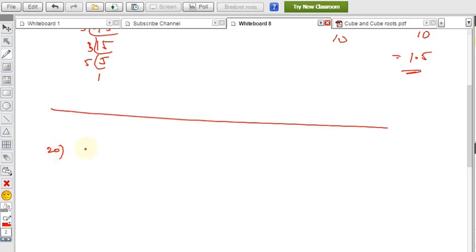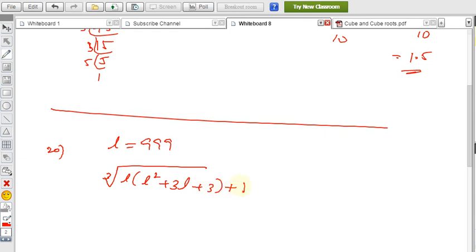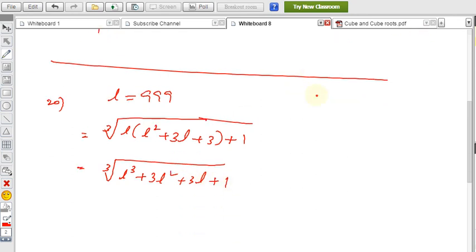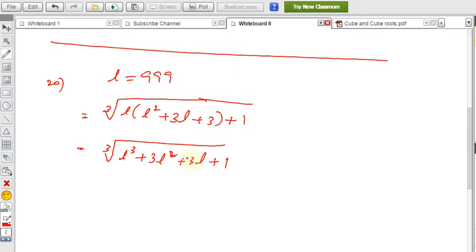If L is equal to 999, then the given question is cube root of L into L square plus 3L plus 3, plus 1. So first we will simplify the given question. Cube root of L cube plus 3L square plus 3L plus 1. 1 we can write as 1 cube. Now this is cube root of L plus 1 whole cube, by the formula.